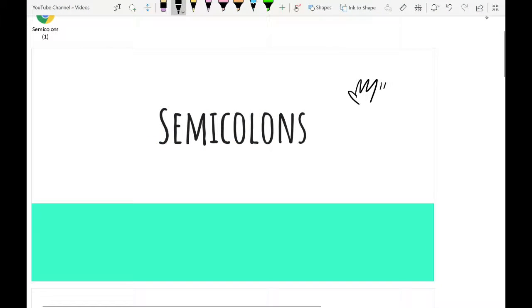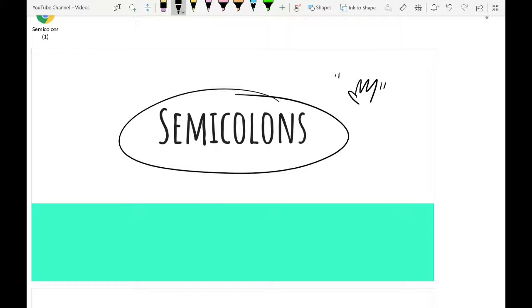Hello everybody, so today we're going to be going over semicolons. They look a little something like this. And there's something that a lot of students in the English language fear, and they're quite easy to use. So let's take a little look at semicolons.